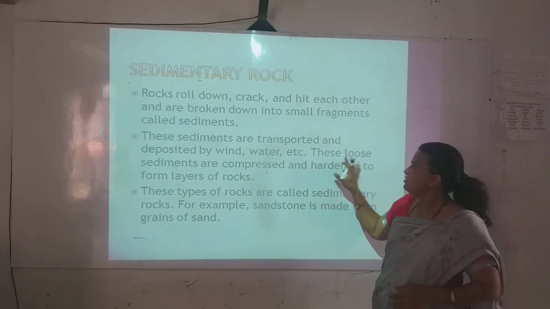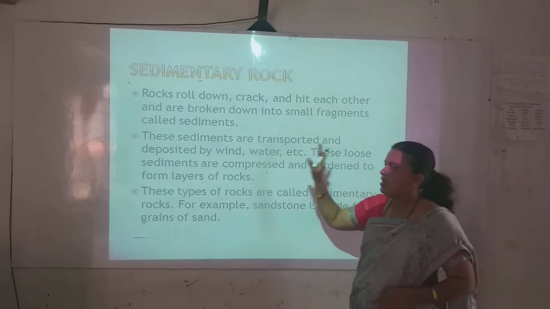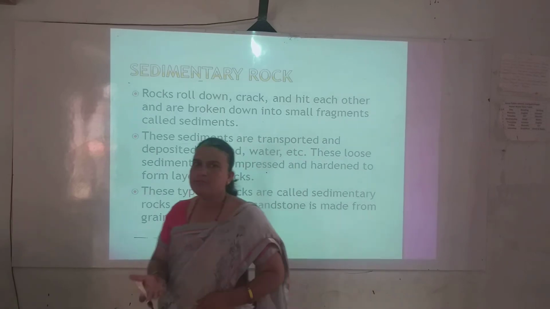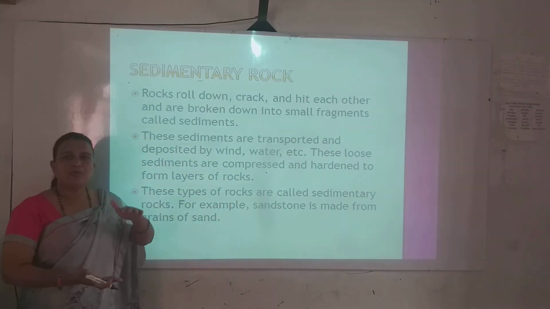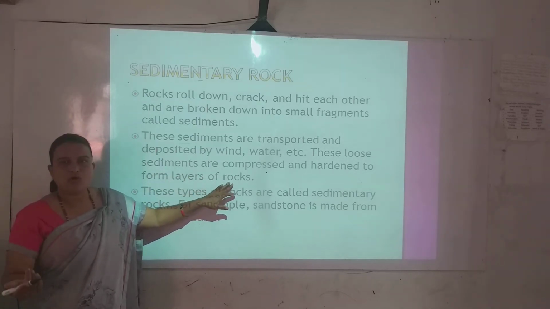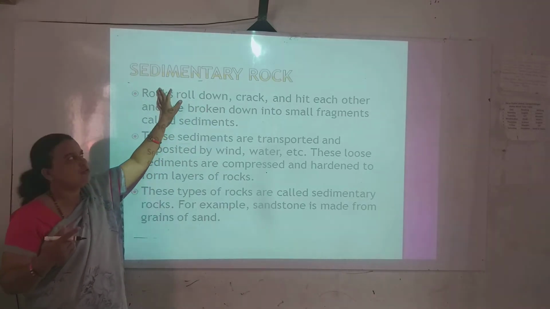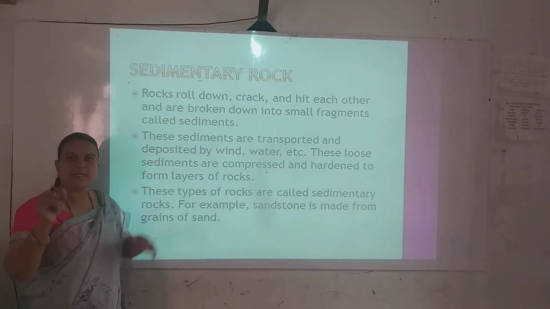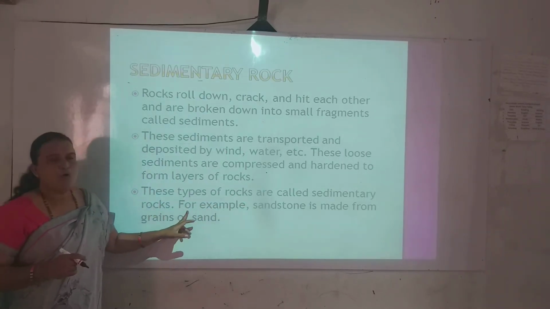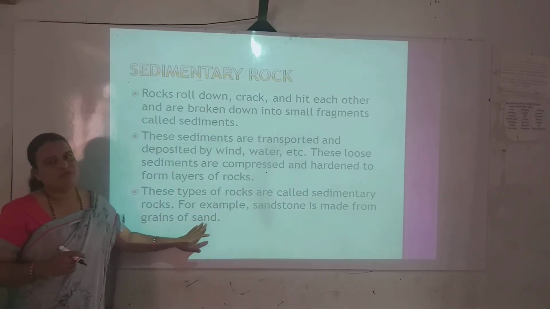took place. These loose sediments are compressed and hardened to form layers of rocks. These sediments which settled at the bottom were compressed due to heat and pressure and then formed into rock. Such rocks are called sedimentary rocks, which formed with the help of sediments. For example, sandstone is made from the grains of sand.